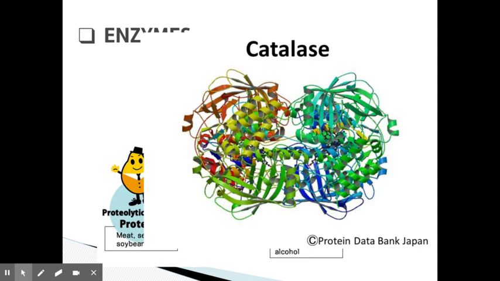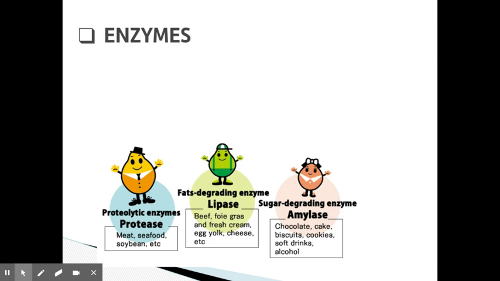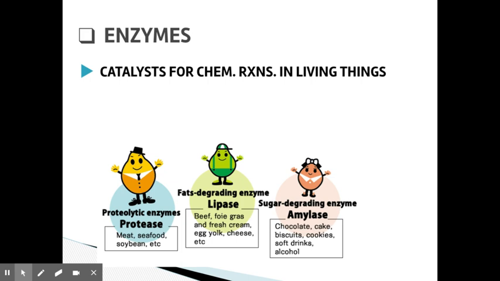Enzymes like catalase or protease, or lipase, which break down fats, or amylase, which is present in your saliva, and that's the first thing that starts to break down sugar as soon as you eat it. Enzymes are catalysts for chemical reactions in living things. So from now on, we're going to replace catalysts with enzyme.